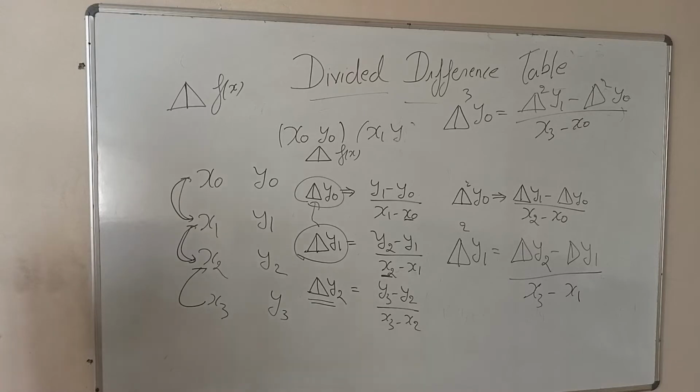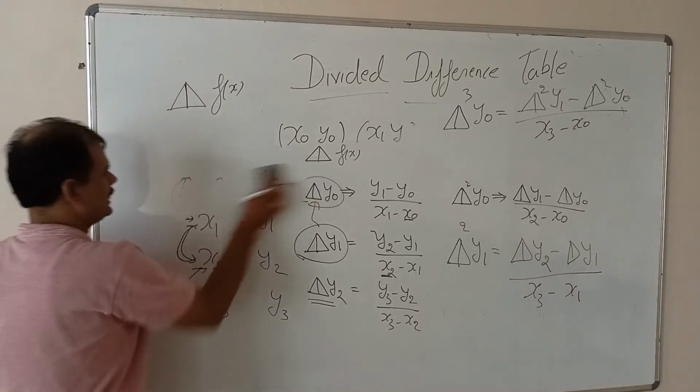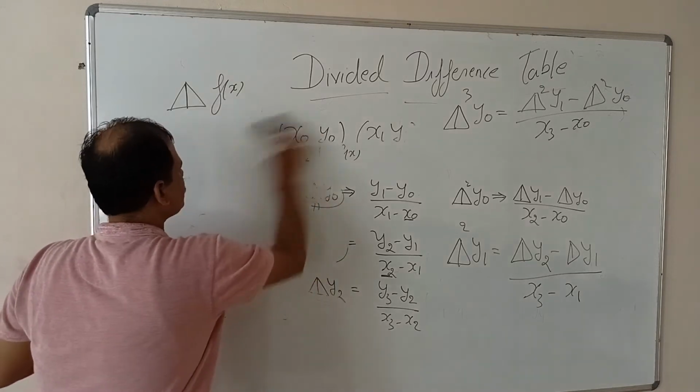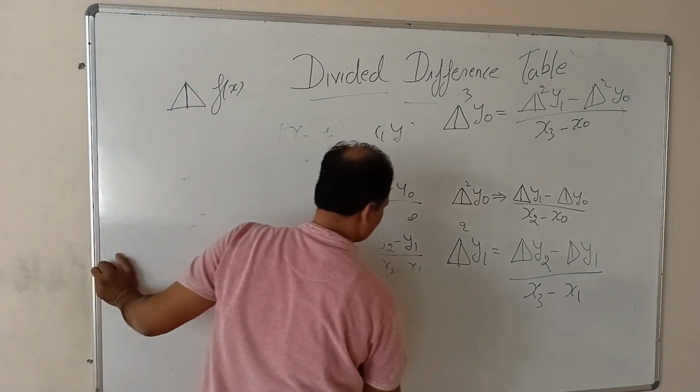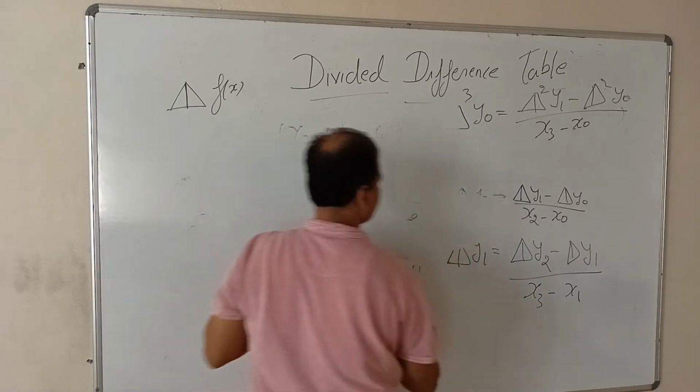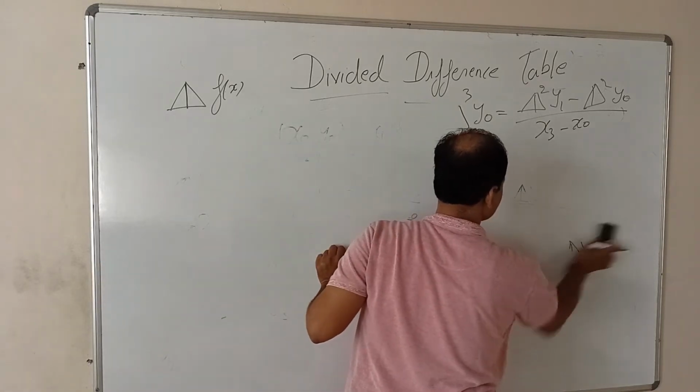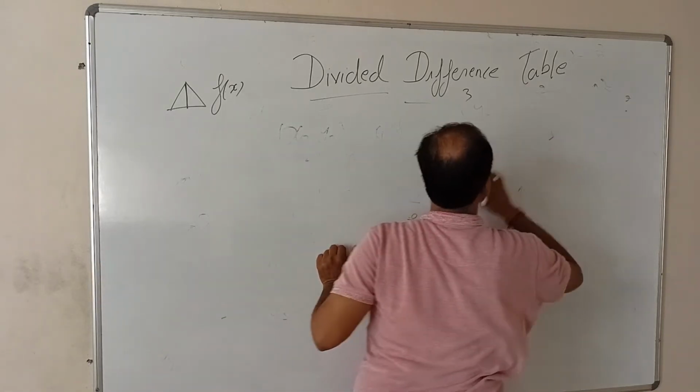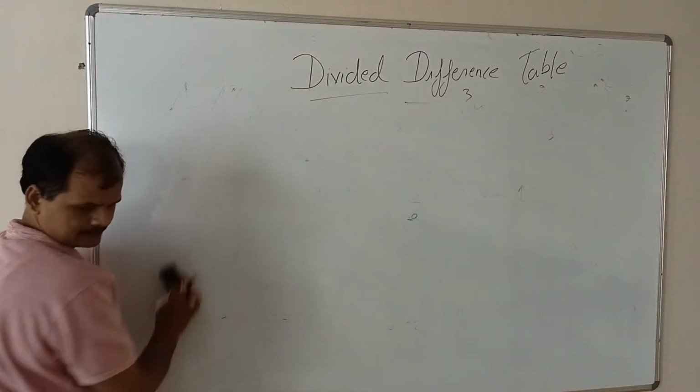Fine. Let me take some numeric values so it is more clear. I have given the concept. I will take one numerical data set, then we will try to write the difference table.